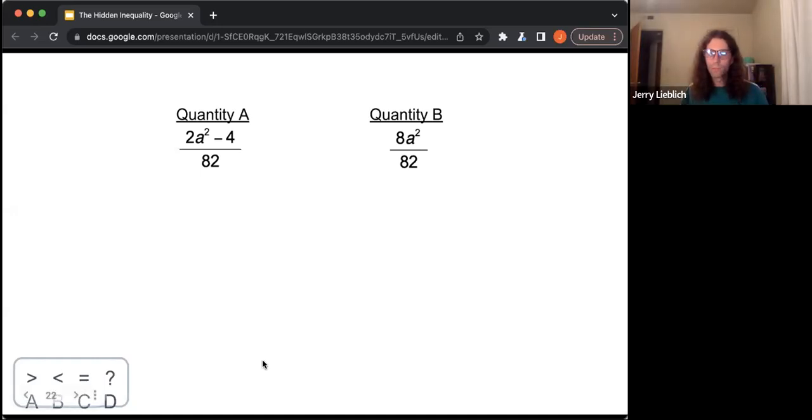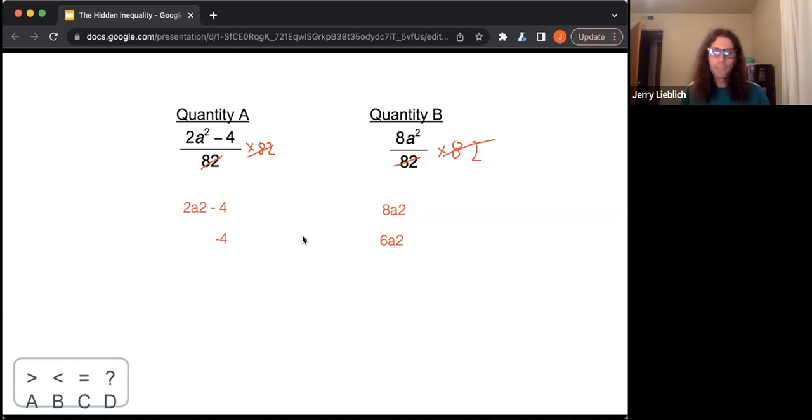So as a general rule, it's often helpful to try to clear out our denominators. And in this case, that denominator is the same on both sides. So I'm definitely going to start by multiplying both sides by 82, to cancel those out. And this is a case now, 2a squared minus 4 versus 8a squared, where I could plug in, but I think it's definitely better to try to group your a squareds. So I get negative 4 versus 6a squared.